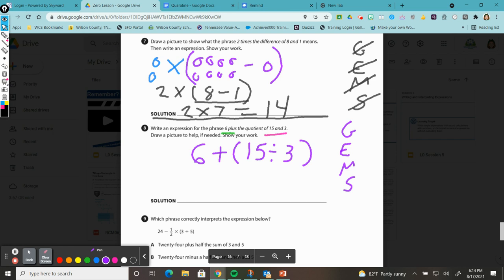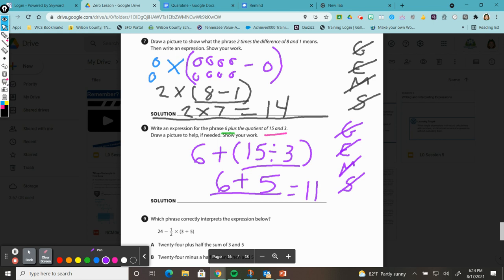We do have grouping. So we have 15 divided by 3. We would do that first. 15 divided by 3 would be 5. We bring down the rest of our expression. There are no exponents, no multiplication or division left. So now we are to subtract or add from left to right. We have 6 plus 5. 6 plus 5 equals 11. So our solution to this expression is 11.